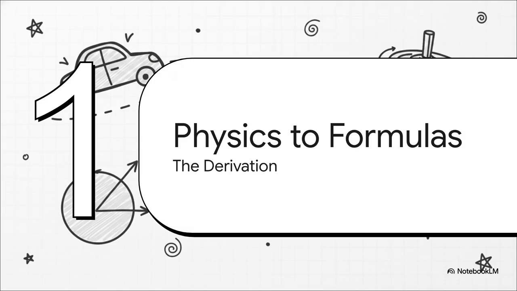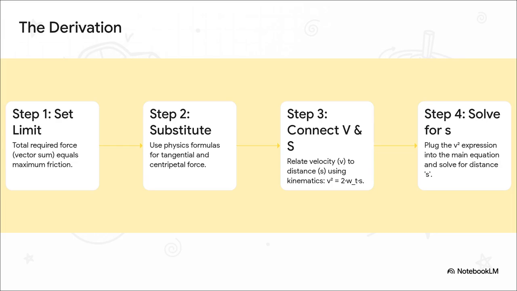We get the physics of what's happening. Now it's time for the fun part, translating our ideas into the language of math so we can actually get an answer. Let's walk through this step by step. First, we set our limit. The moment sliding begins is when the total required force exactly equals the maximum available friction. Since the tangential and centripetal forces are perpendicular, we use the Pythagorean theorem to find that total.